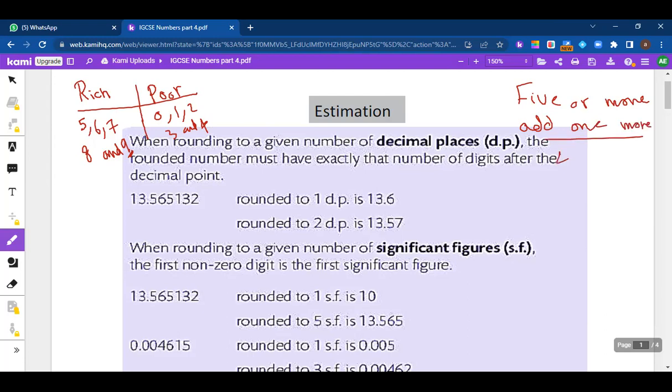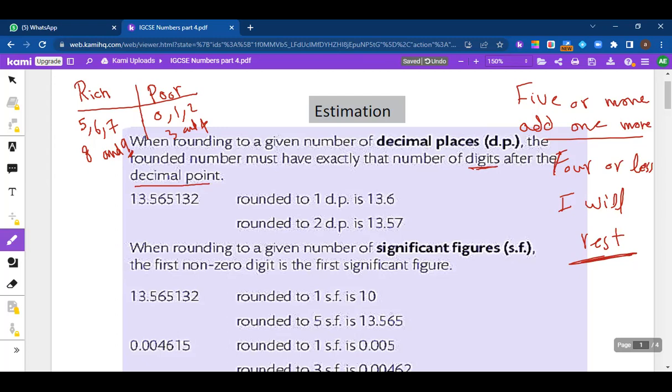4 or less, I will rest. Here, for example, when rounding for a decimal place, the round number must have exactly that number of digits after the decimal point. What does it mean?